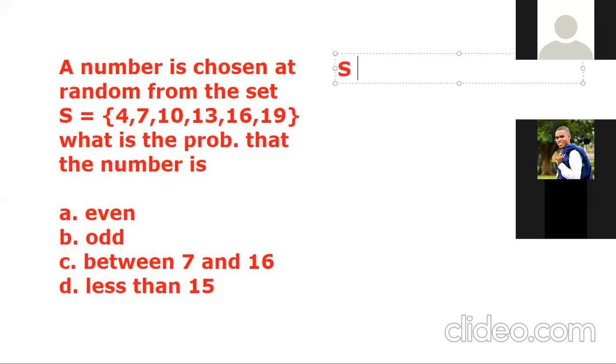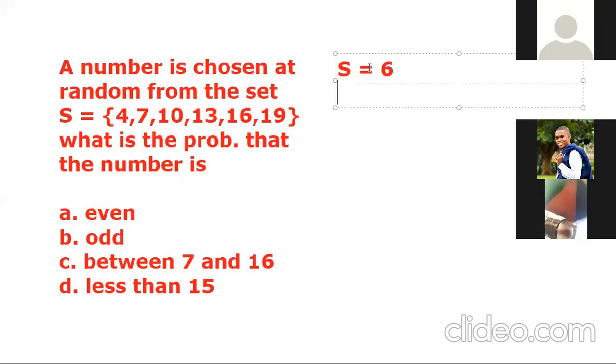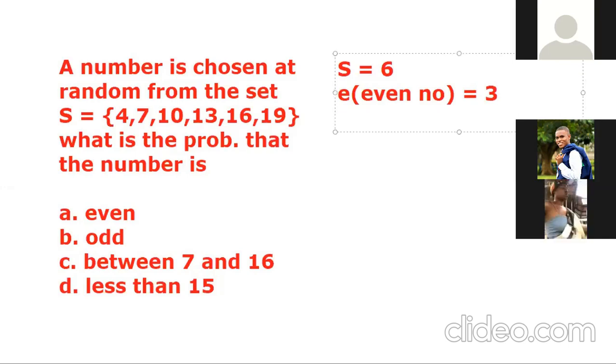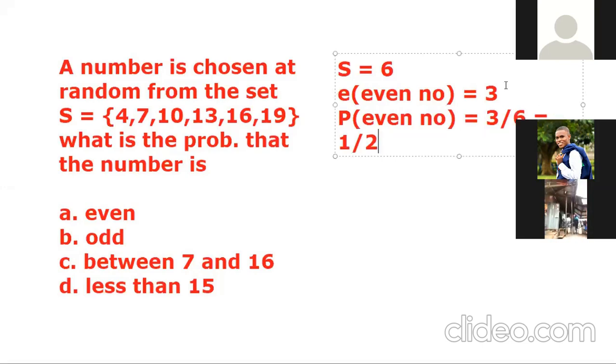So our sample space: 4 is 1, 7 is 2, so 1, 2, 3, 4, 5, 6. Our sample space will be equal to 6. The event of getting an even number: what are the even numbers in here? We have 4, 10, 16. So the event of getting an even number is 3. Therefore, the probability of getting an even number will be 3/6, and that will be equal to 1/2.